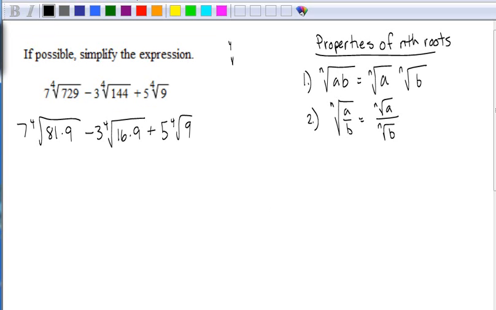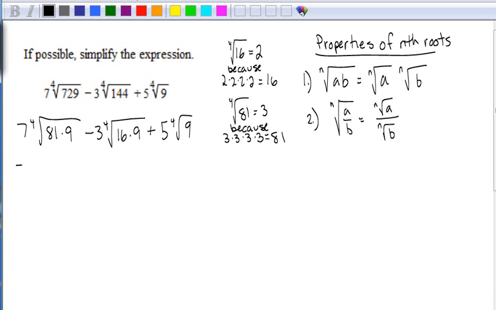The fourth root of 16 is 2, because 2 times 2 times 2 times 2, that's 4 times 4 is 16. By the way, the fourth root of 81 is 3 for the same reason, because 3 times 3 times 3 times 3 is equal to 9 times 9, which is 81, which is what we're going to do, because we're going to split this up into two separate things.